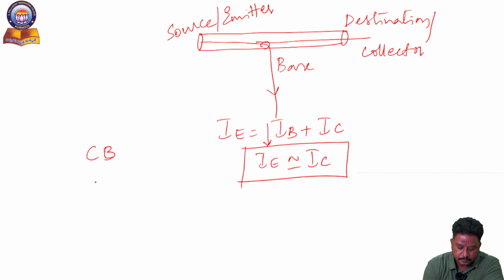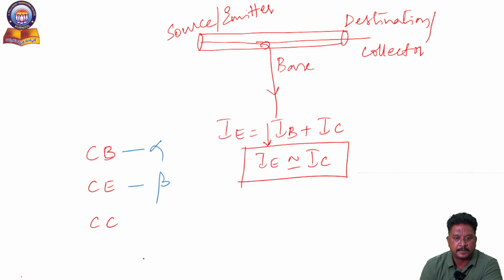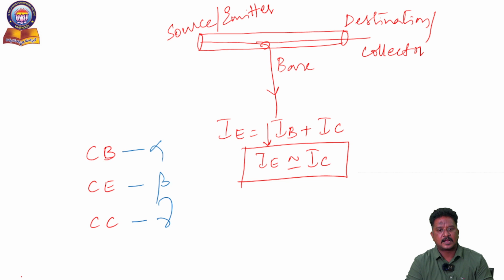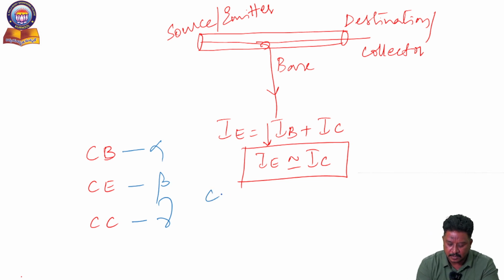CB, CE and CC. Each configuration has its own amplification, where in CB we use alpha, whereas in common emitter we use the amplification factor beta, and in common collector we use the amplification factor gamma. Now we will see the output current equation of a transistor in each configuration. For example, consider the CB configuration.